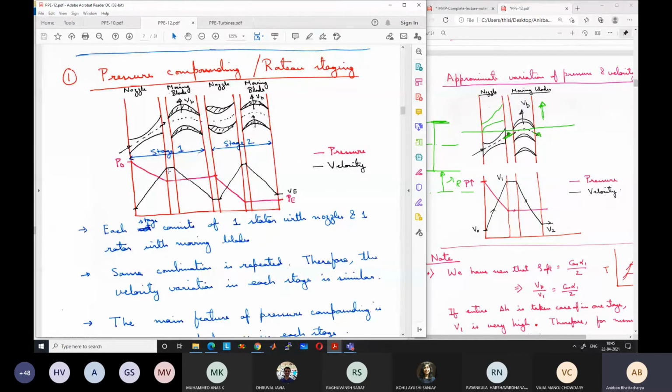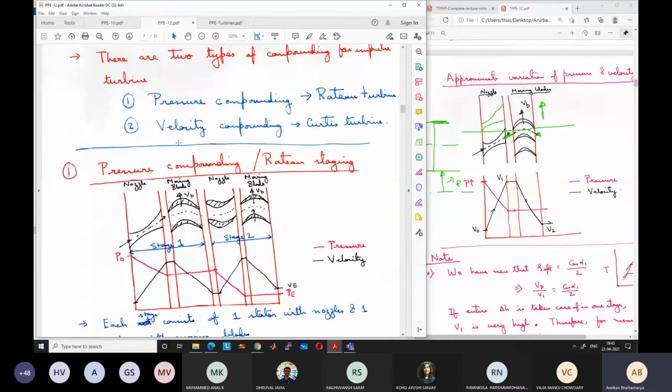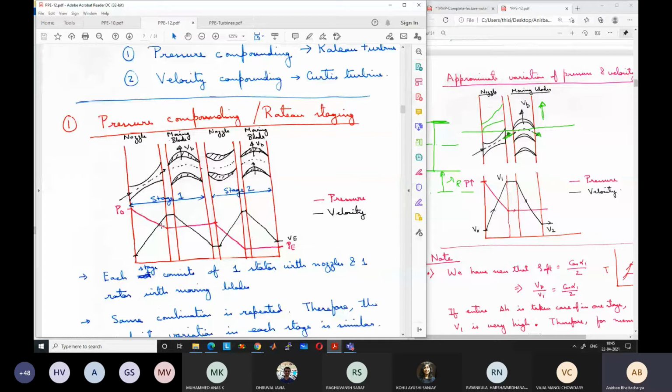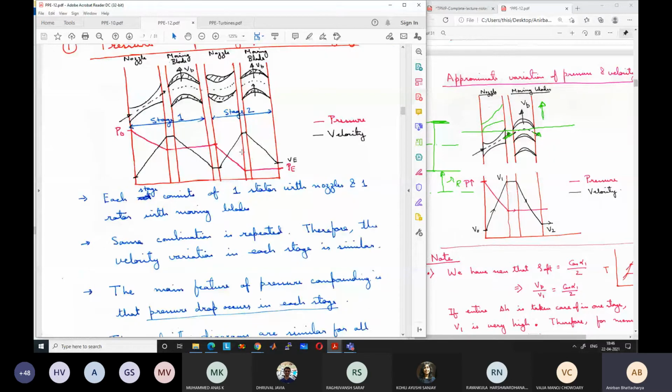The main key difference with the next one will be that in this case the pressure is decreased and the velocity is increased in all the nozzles. First stage nozzle: pressure decreases, velocity increases. Second nozzle: pressure decreases, velocity increases. Third nozzle: pressure decreases, velocity increases. Each nozzle will have a certain pressure decrease and velocity increase, so each of them acts like a nozzle basically. To summarize, each stage consists of one stator with nozzles and one rotor with moving blades. The same combination is repeated again and again.